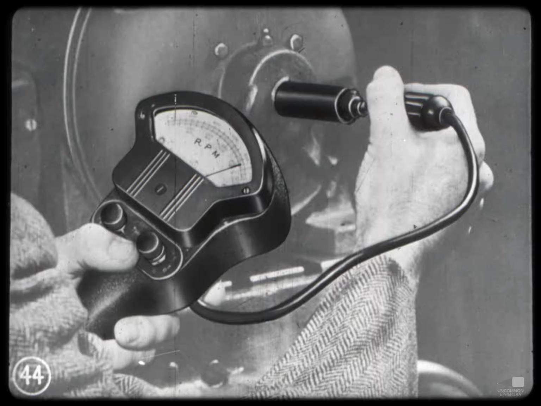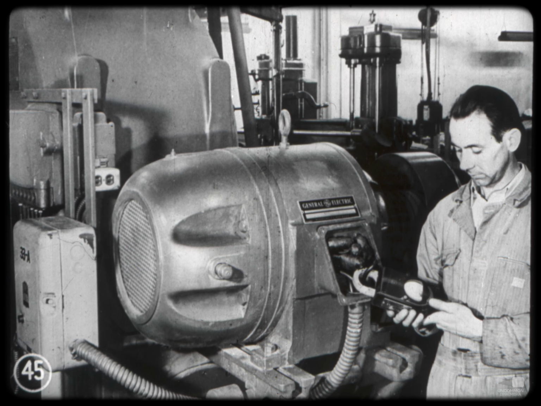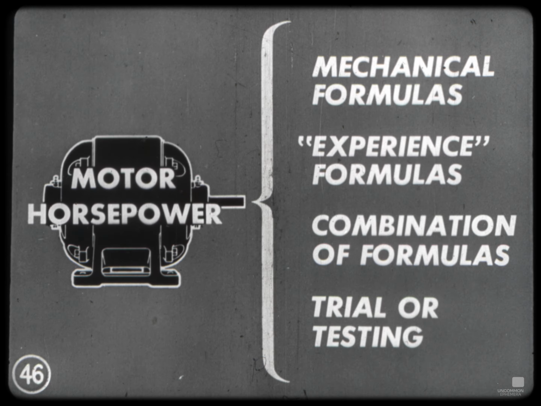If the actual full load speed is lower than the rated full load speed, there's a good chance the motor is running overloaded. Another check is to measure the current flow. A hook-on voltammeter placed around one of the motor leads shows immediately whether or not the current flow is within the limits specified on the motor nameplate. If either check shows a need for a larger replacement motor, then the motor horsepower can be determined through the use of either mechanical formulas, experience formulas, a combination of the two, or by trial or testing.